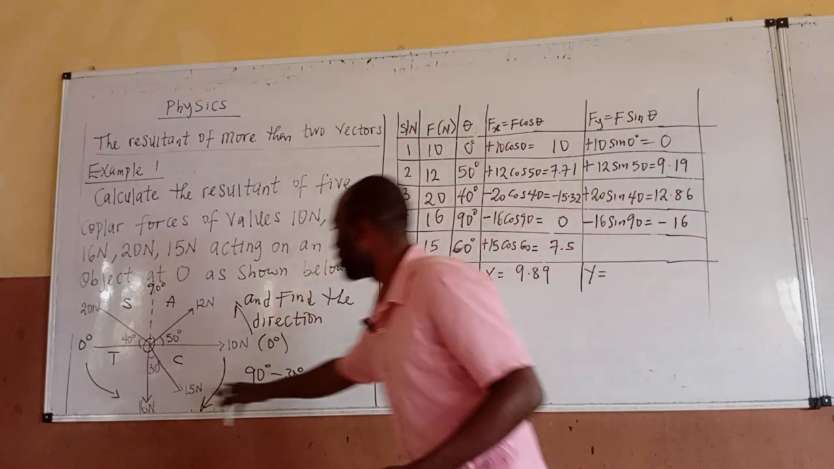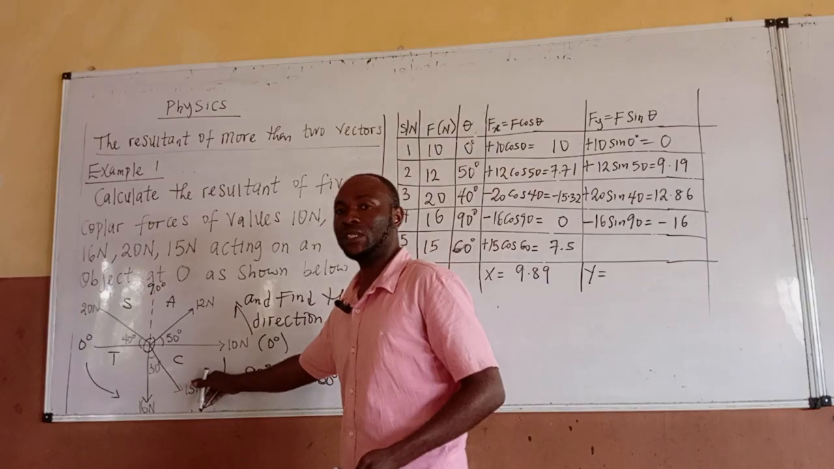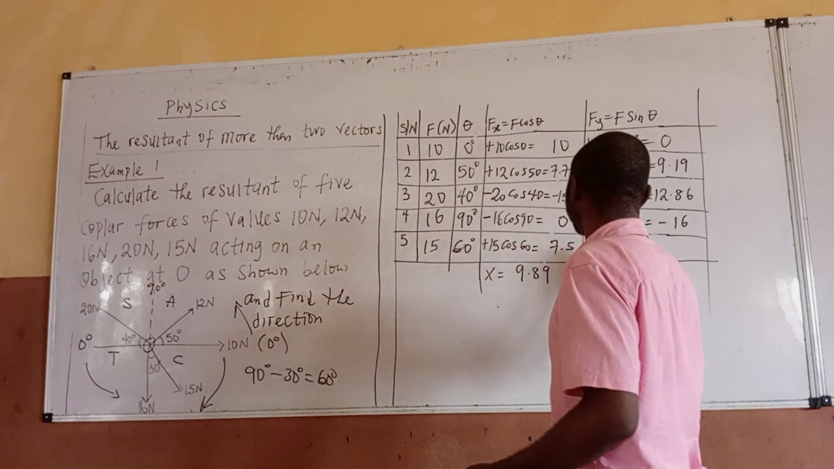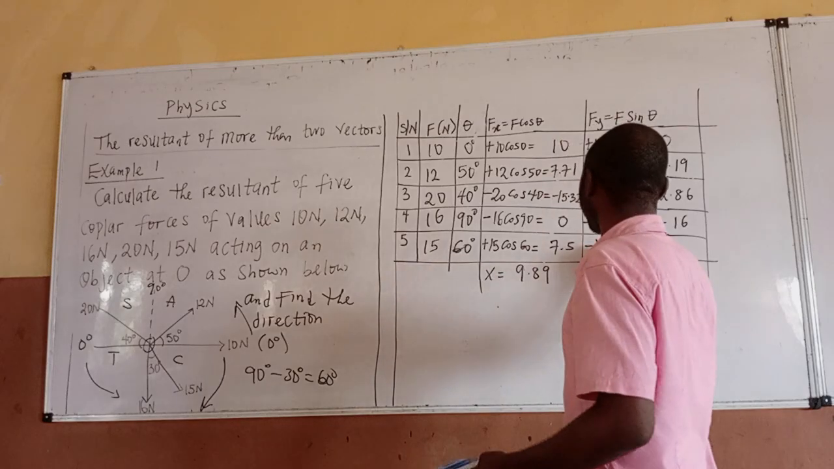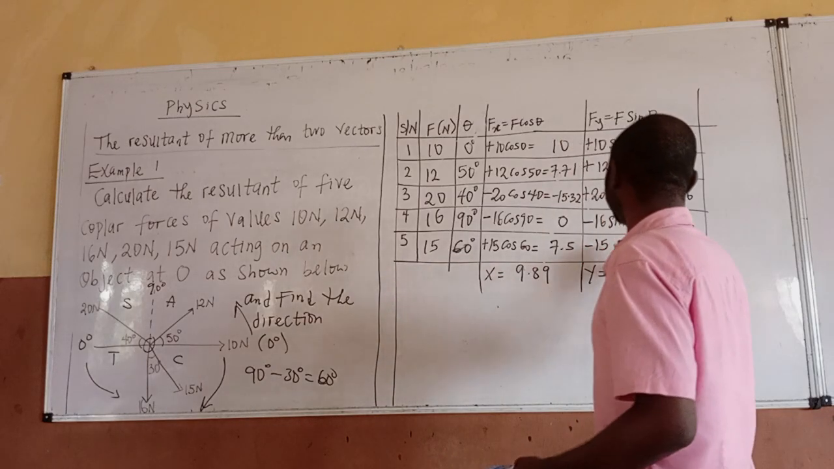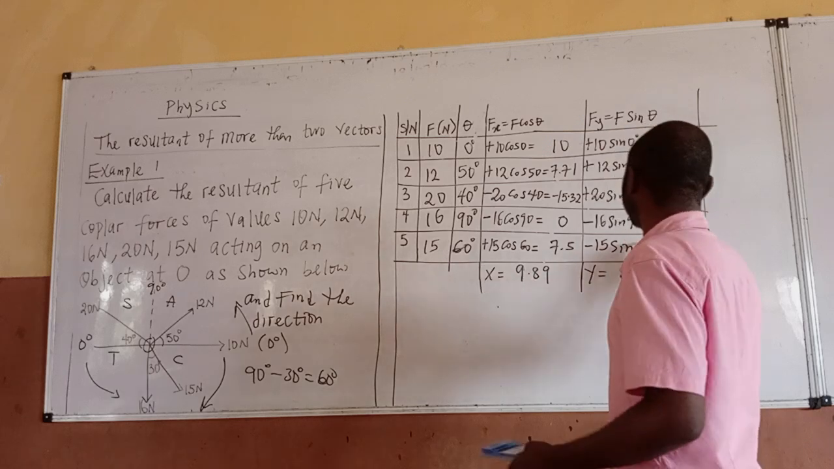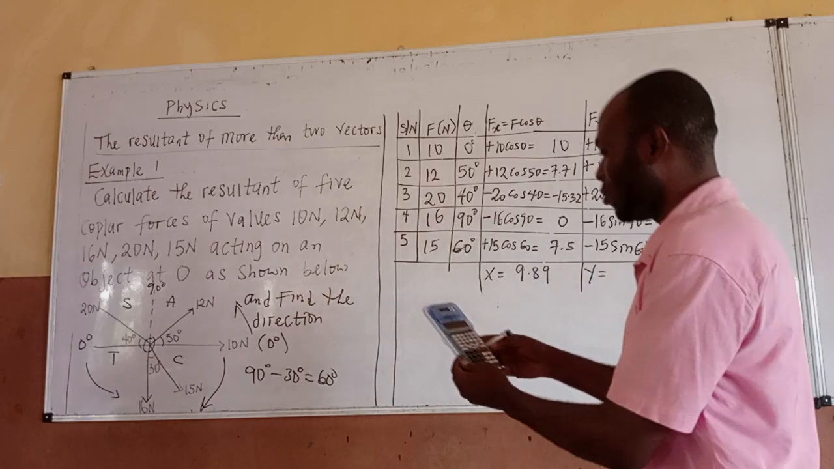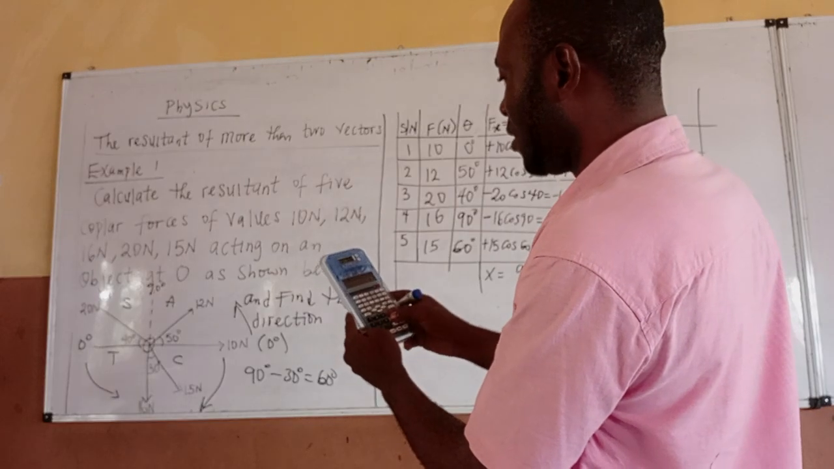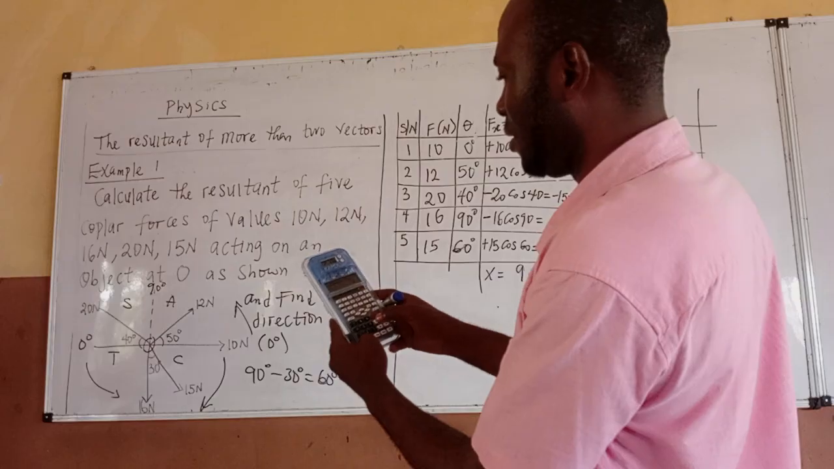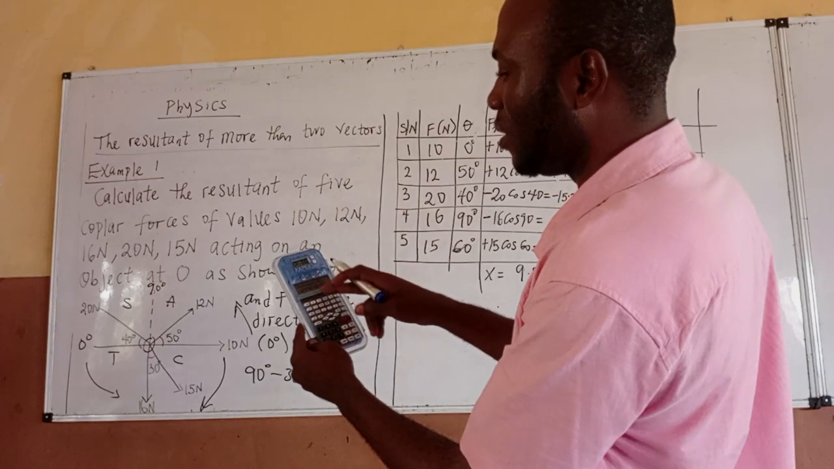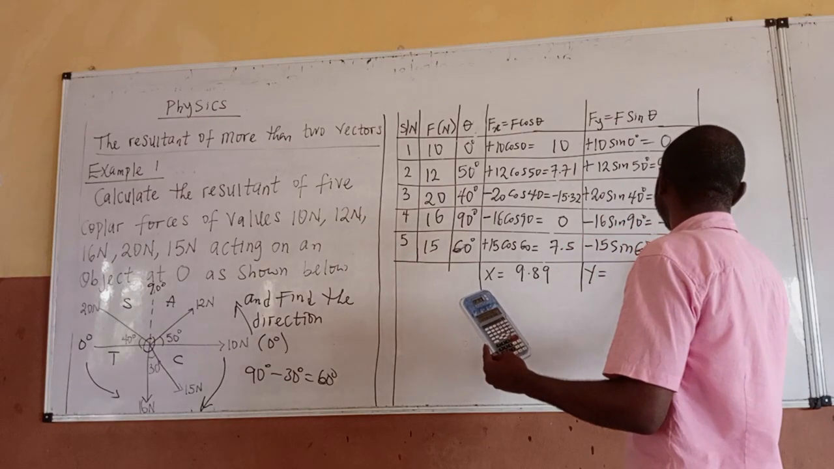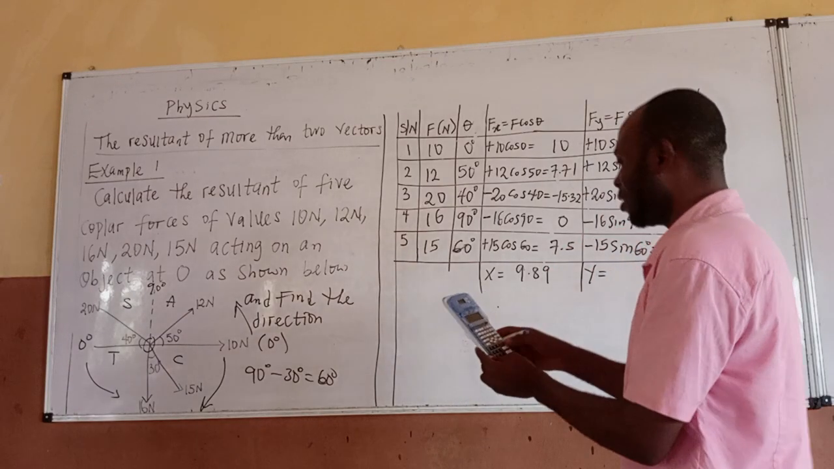The last one too, this is 15 Newton. It's only cos that is positive there. Automatically sine will be negative. So you have minus 15 sine the angle 60 degrees. You now punch it, minus 15 times sine 60. That will give you minus 12.99. Just leave it there, minus 12.99. I believe you get that.